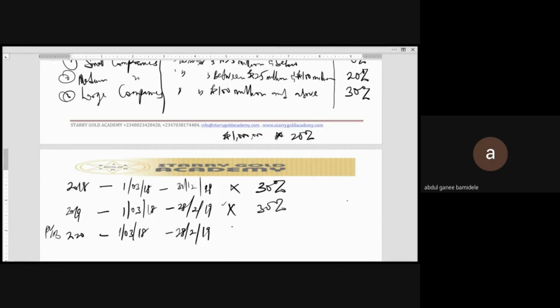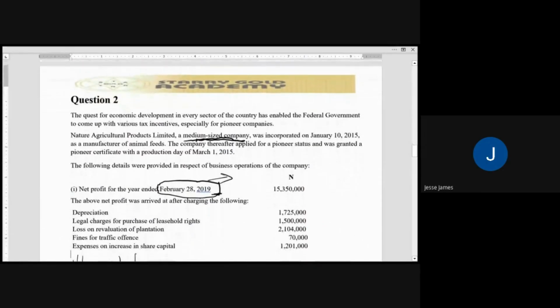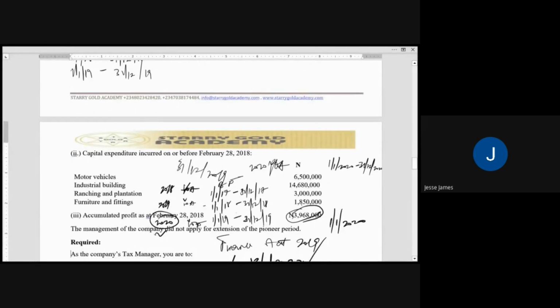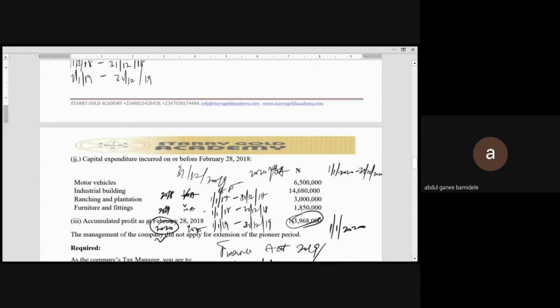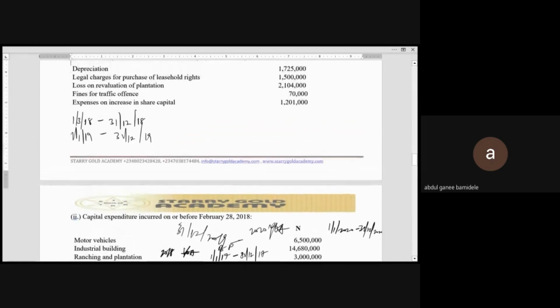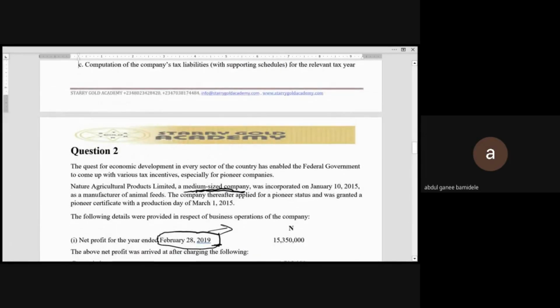But in 2020, the Finance Act applies. The year of assessment is 2020. When did the Finance Act of 2019 become effective? 2020 year of assessment. And if you look at the turnover for the company, they are silent on what their turnover is. But the question mentions that this is a medium-sized company. That is even more straightforward than them giving us revenue to determine it.